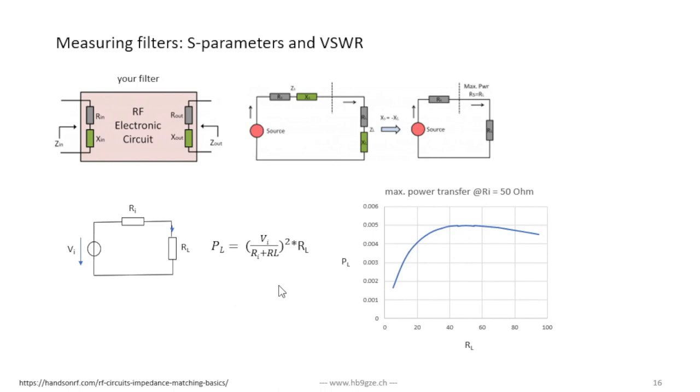And it's very easy to calculate. The power of the load is equal to the voltage at the input divided by the total amount of resistance, squared. That's the current in the system here, times the load resistance. And if you make a quick Excel and calculate that for different load resistances, you see that at 50 ohm you have a peak, a maximum power transfer from the input to the output. And that's what we are looking for all the time.